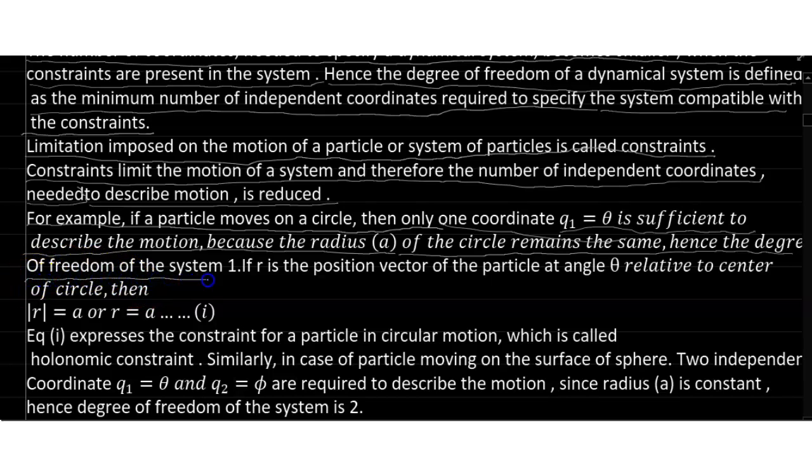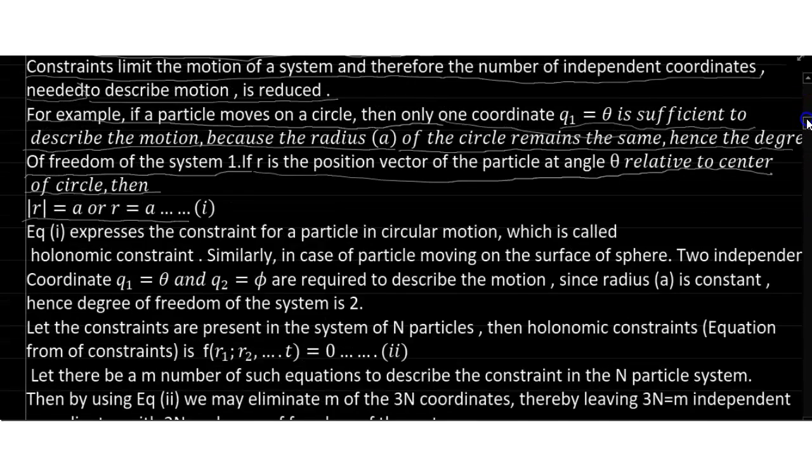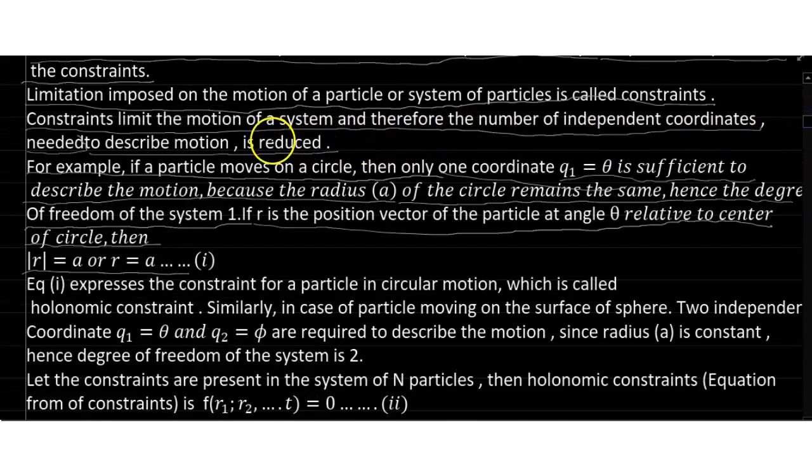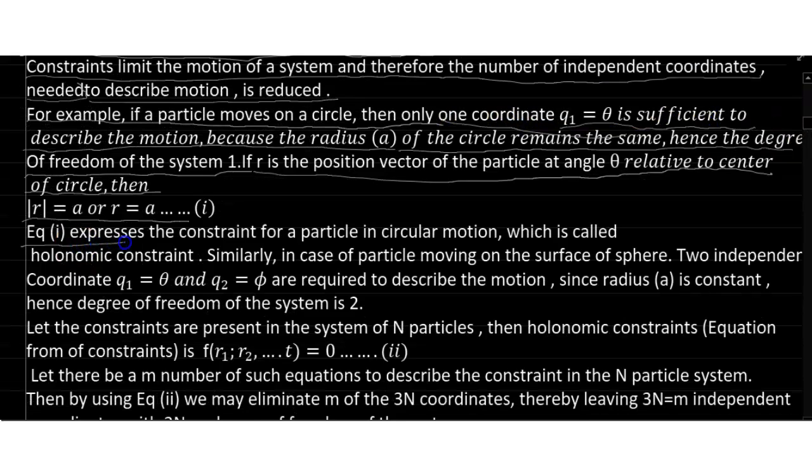hence the degree of freedom of the system is 1. If r is the position vector of the particle at angle theta relative to the center of the circle, then mod of r equals a. So what is a constraint? A limitation imposed on the motion of a particle or system of particles is called a constraint. Equation 1 expresses the constraint for a particle in circular motion, which is called a holonomic constraint.